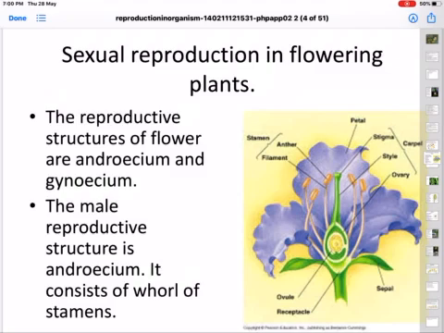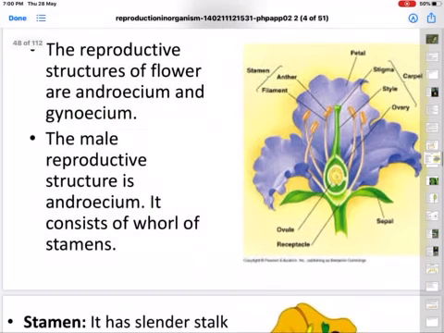So pollen grains are the male gametes, and the female gametes are the ova, or ovum in singular, which are produced by the ovary. So the reproductive structures of a flower are called androecium, the male structure, and gynoecium, the female structure. You can see androecium consisting of stamens and gynoecium consisting of carpels.